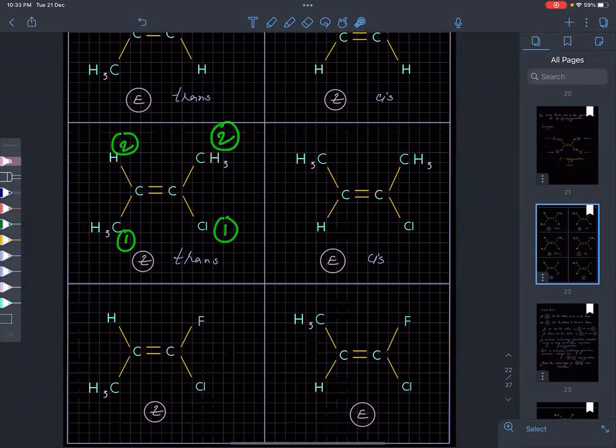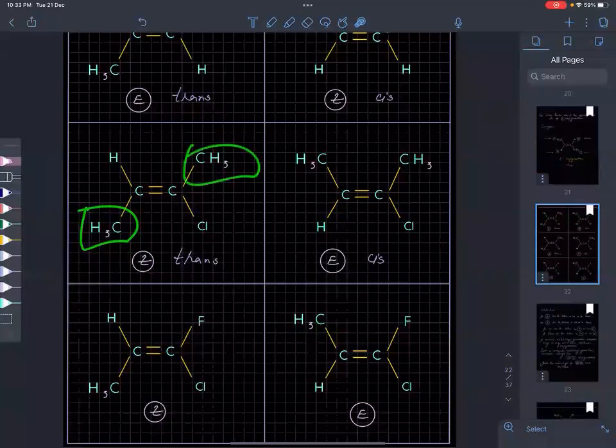So it is Z. It is Z, but because the same groups are on the opposite side, it is trans.